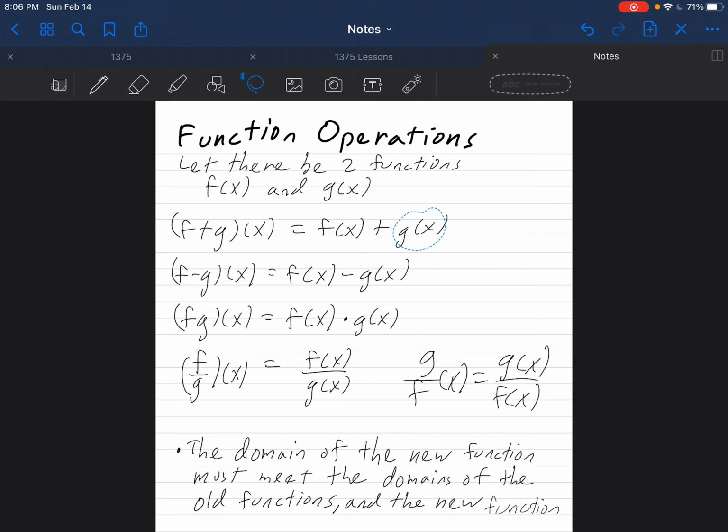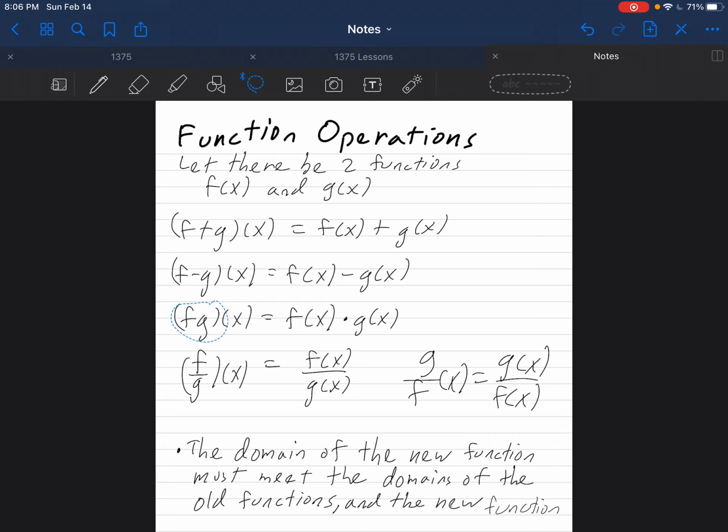And since these functions are defined by either polynomials, rational expressions, radicals, all of those algebra rules are going to apply. Subtraction basically works the same way. F minus g of x, sorry about that, is equal to f of x minus g of x. All right, again, it works the way your intuition kind of tells you.